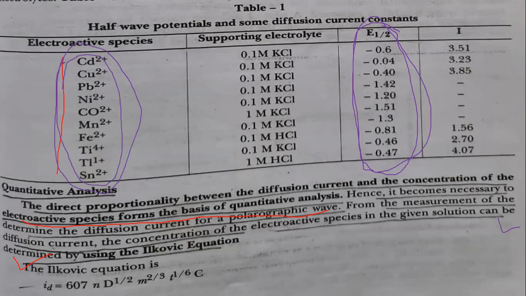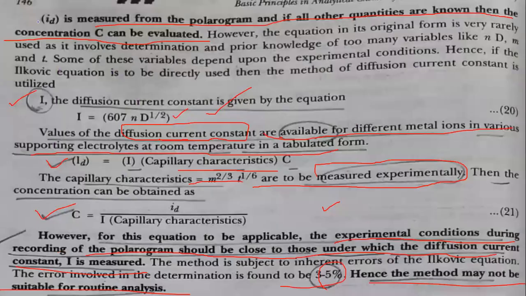Okay, now quantitative analysis. For the quantitative analysis, the direct proportionality between the diffusion current and the concentration of the electroactive species forms the basis. And we know the Ilkovic equation: Id is equal to 607 n D raised to 1 by 2 m raised to 2 by 3 t raised to 1 by 6 into C. Okay, this is the Ilkovic equation. So Id is measured from the polarogram, and if all other quantities are known, then the concentration C can be evaluated. Okay, so what is I?